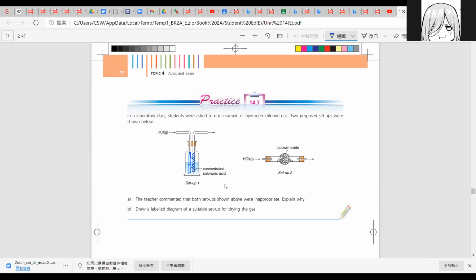But if I do it in reverse, what will happen? First of all, the wet gas cannot be dried, right? But at the same time, because of the pressure difference, what will happen? The concentrated sulfuric acid will leave instead. Can you get a point? So this is somewhat problematic. So this is the reason.